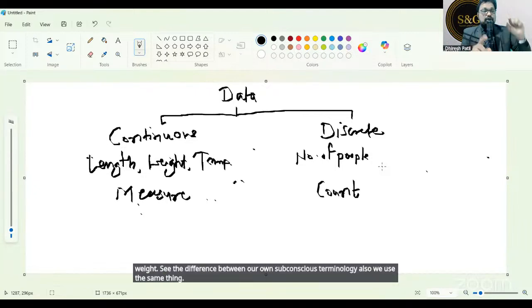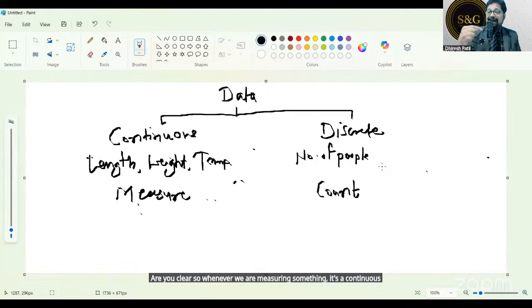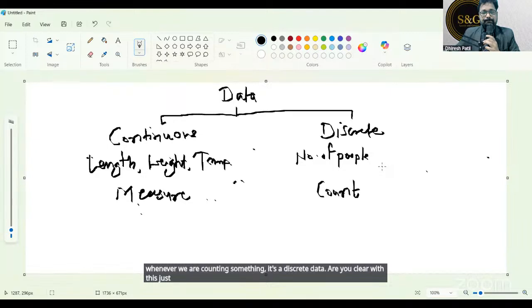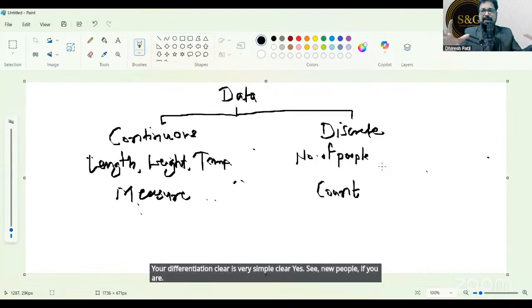Are you clear? So whenever we are measuring something, it's a continuous data. Whenever we are counting something, it's a discrete data. Are you clear with this? Just type yes in the chat box. Is this differentiation clear in your mind? Very simple, clear? Yes. See, new people, if you are, I'm just starting from scratch. This is the green belt level stuff, very basic.